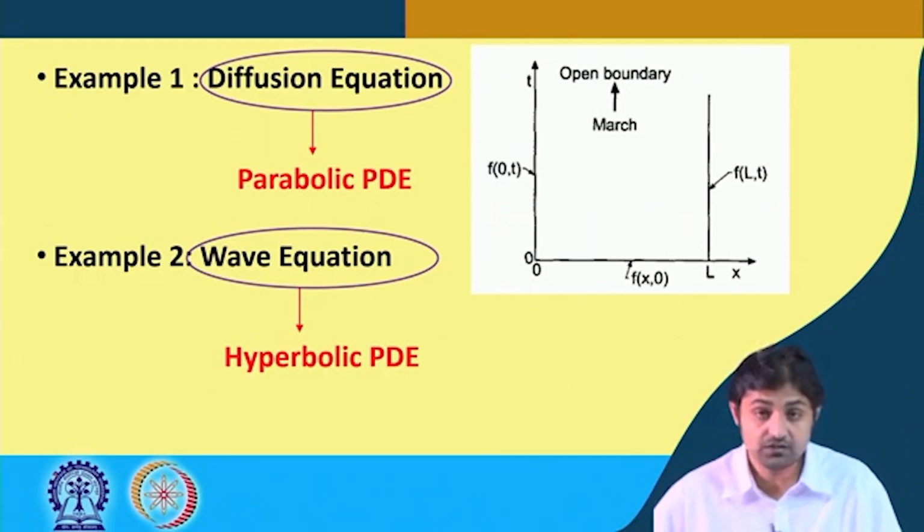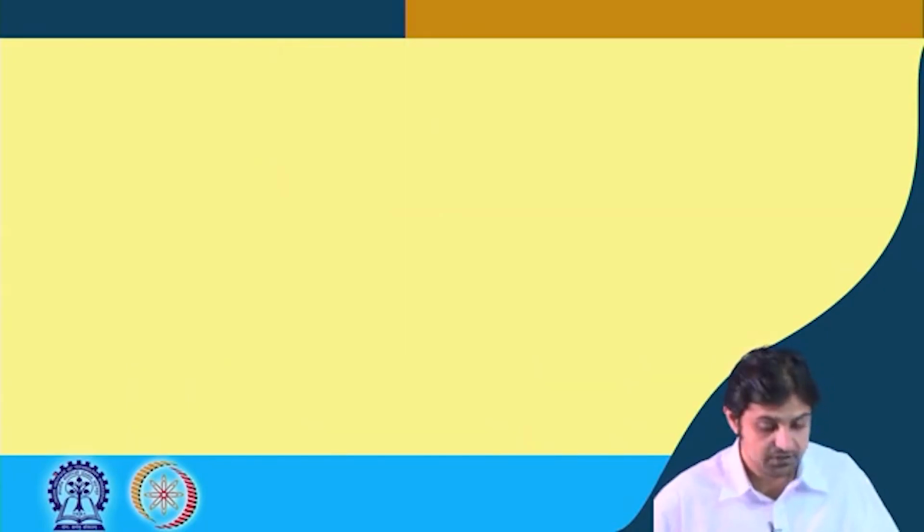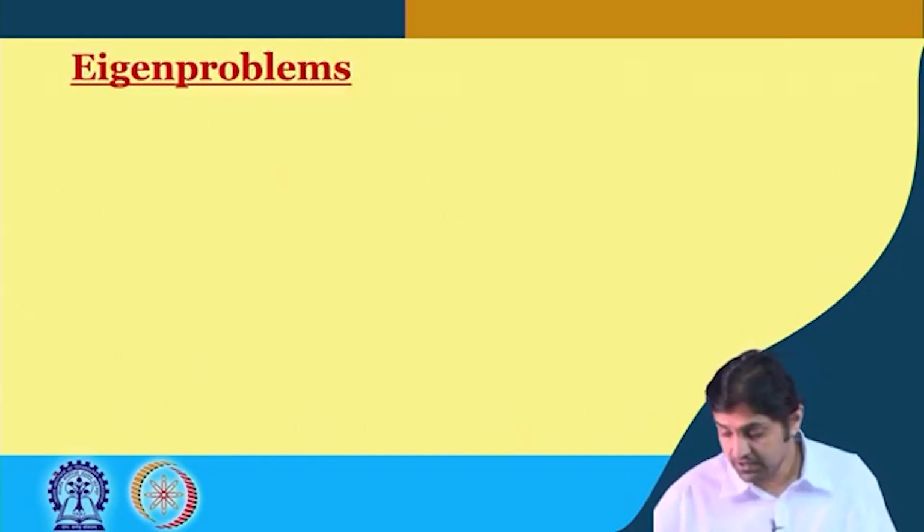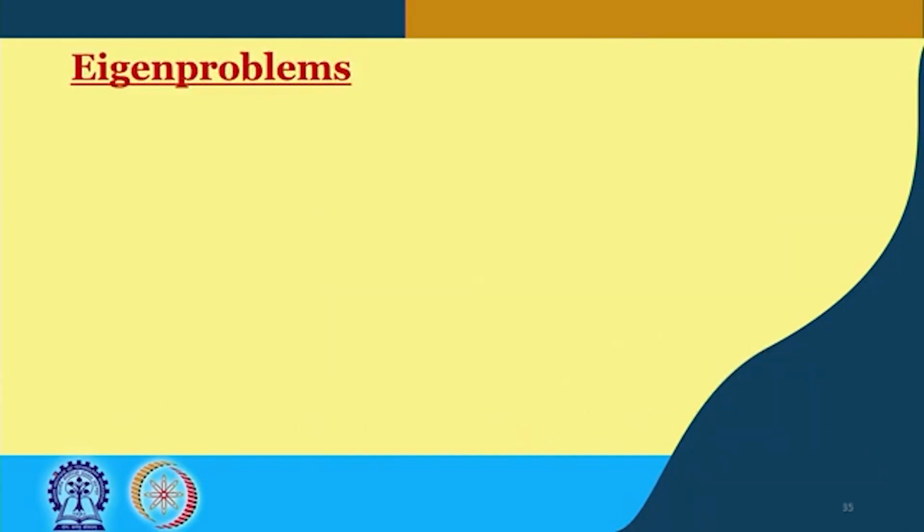As we have seen, three different types of equations have different partial differential equation profiles. One was the elliptical Laplace equation, the diffusion equation has a parabolic partial differential equation, and a wave is a hyperbolic partial differential equation. Now the last one in this set is the eigen problems.